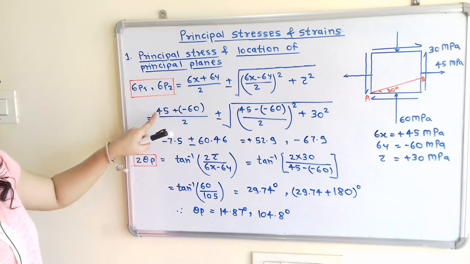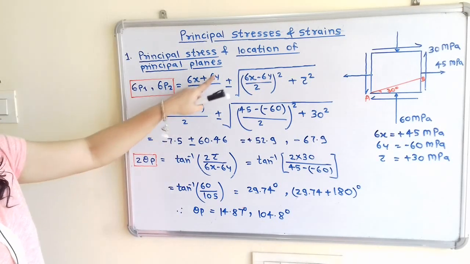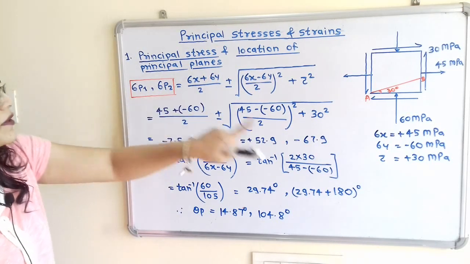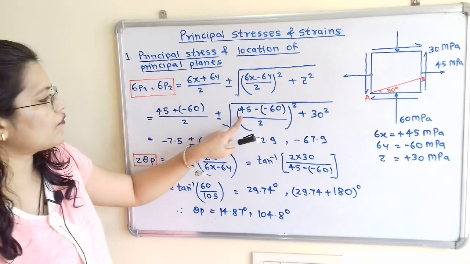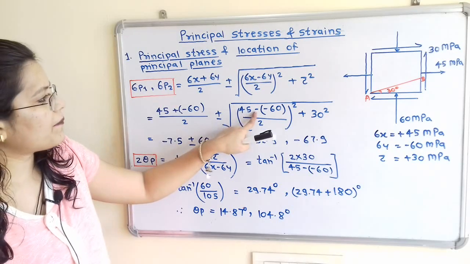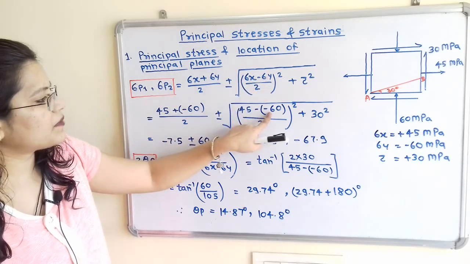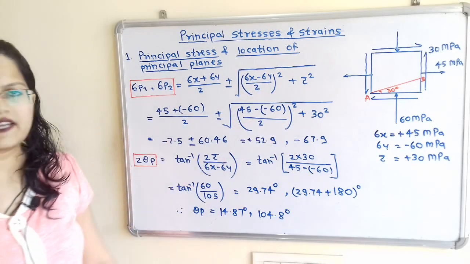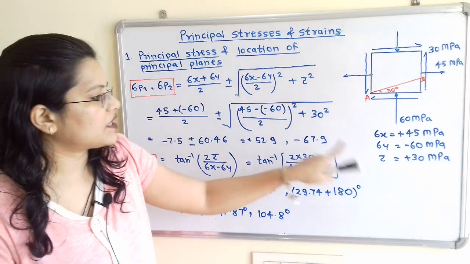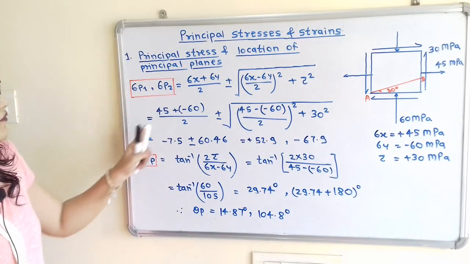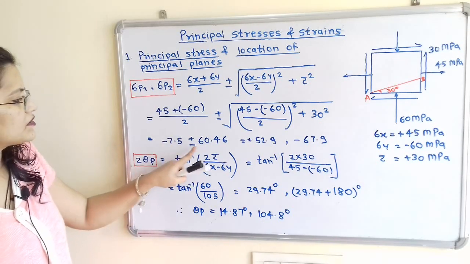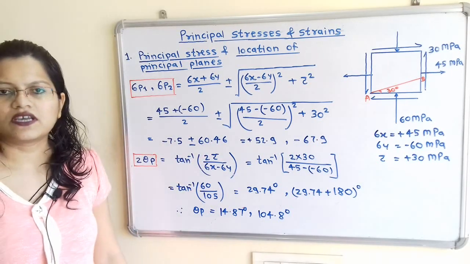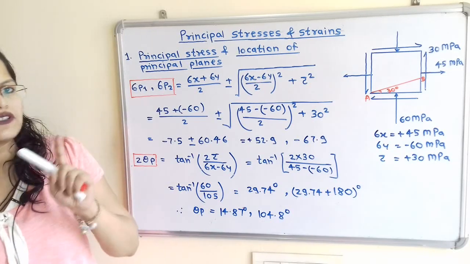So sigma x is plus 45, plus sigma y is with negative sign, so minus 60, by 2, plus minus square root of (plus 45 minus, now here sigma y is minus 60, divided by 2) whole square plus tau square, tau is 30 square. Now when we solve this, we will get minus 7.5 plus minus 60.46. So how to get the first value?